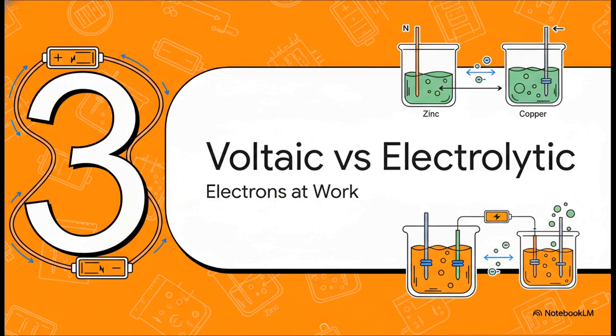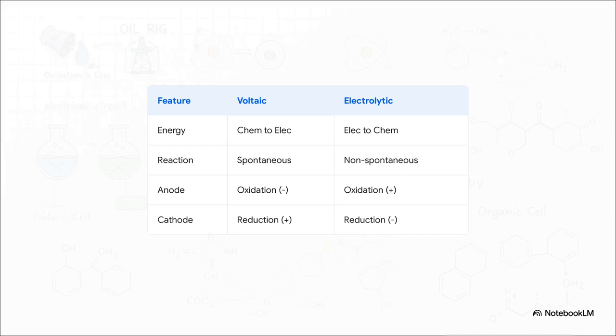Section 3. Voltaic versus electrolytic cells, putting electrons to work. Now that we know how to track these electrons, let's actually make them do something useful. There's a bit of an epic showdown between our two main types of electrochemical cells. First up is the voltaic or galvanic cell. This is basically your everyday battery. It takes chemical energy and spontaneously turns it into electrical energy. It literally just wants to happen on its own.